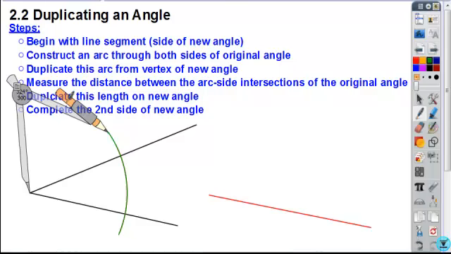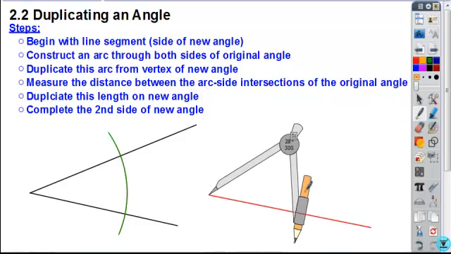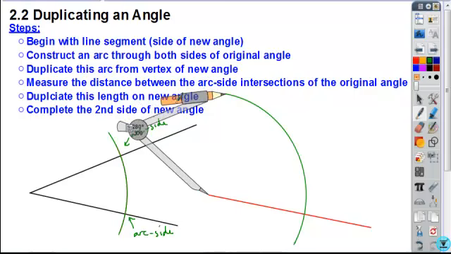You're then going to move to step 3, which is you're going to duplicate this arc. So you're going to keep your compass measure the exact same, and you're going to duplicate this arc on our new angle. Make sure it passes through one side. And actually, let me talk about this. These intersections here I'm going to refer to as arc side intersections. In your original angle, you have 2 arc side intersections. When you copy this in step 3 to your new angle, you're only going to see one of them. So here is one of my arc side intersections.